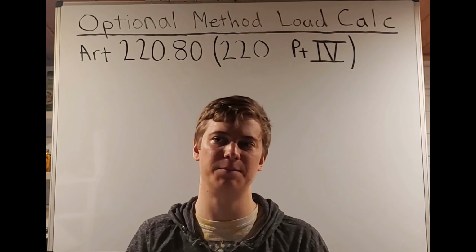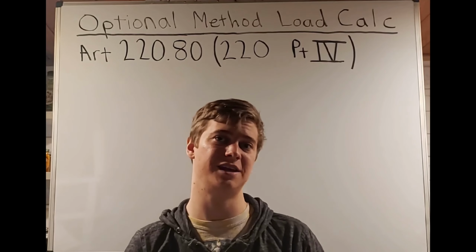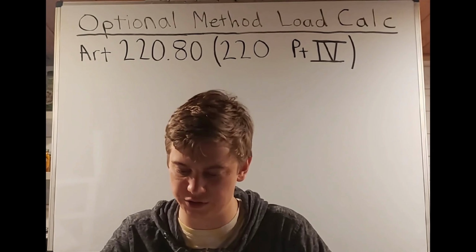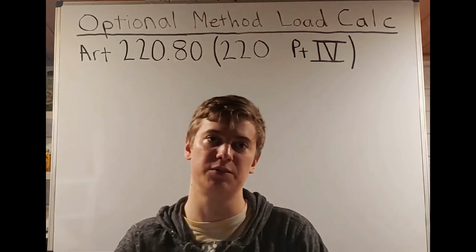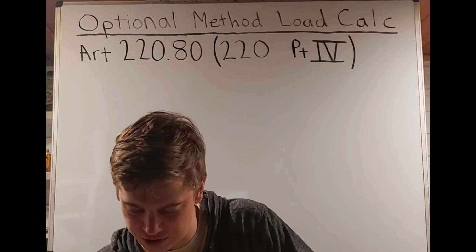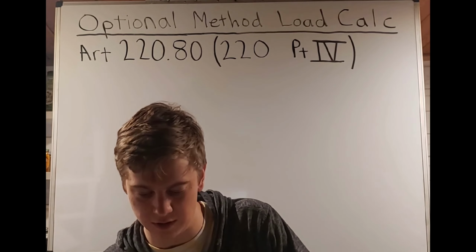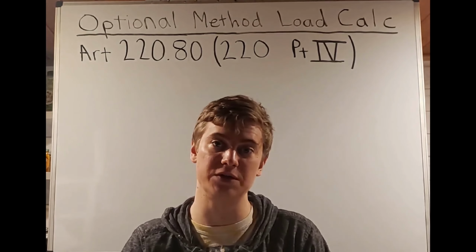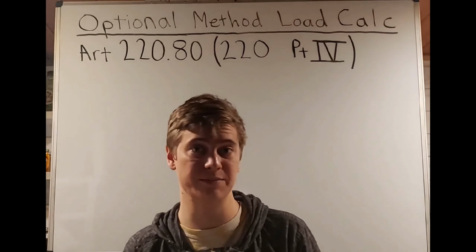But let's actually talk about the nuances of this optional method, the things that are similar to the standard method, and the things that are slightly different, and it is very simple. Okay, so first off, in 220.82b under 1, we see we're still using the 3 volt amperes per square foot for our general lighting and general use receptacle loads. And then if you look at 2, we again have the 1500 volt amperes for the 2 small appliance branch circuits and the 1 laundry circuit. Okay, so we still have the additional 4500 added to the general lighting circuit. We still have the 3 volt amps, so we're used to doing all this.